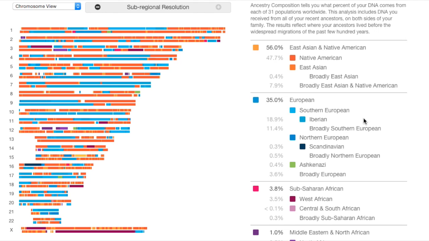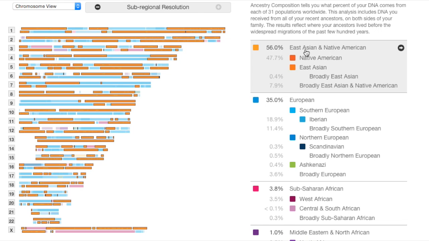My mother also gets Iberian, but she gets way more Iberian than my father. She gets 18.9% Iberian, 11.4 unknown Southern European, 0.3 Scandinavian, 0.5 broadly Northern European, 0.4 Ashkenazi, and 0.6 unknown European, or maybe just undetermined.